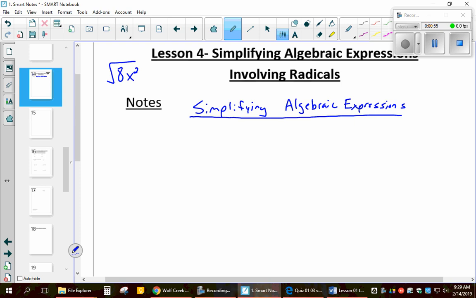And we're just going to go through a few examples with variables involved now too. So we've done, like I said, ones like this, but all right, so let's say square root of x squared.